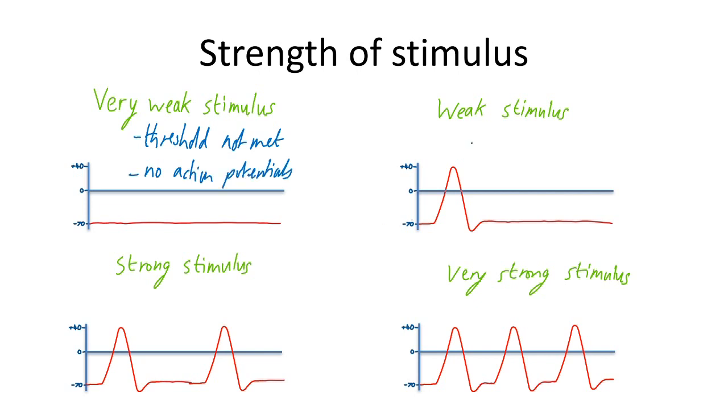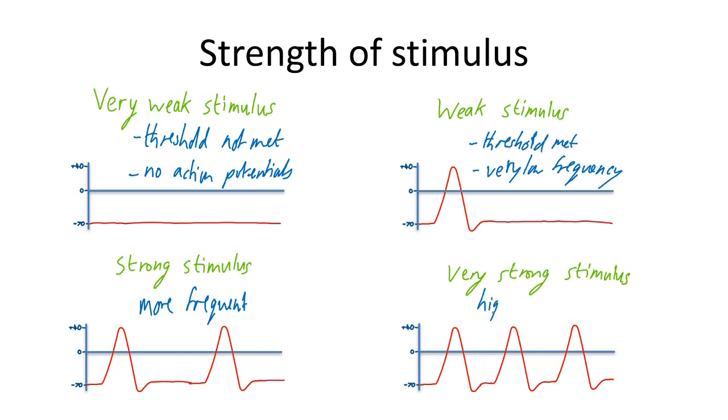In response to a slightly stronger stimulus, the threshold can be met, but not very often. So we get a very low frequency of action potentials along the membrane. If you've got a slightly stronger stimulus coming along the axon, then we get more frequent action potentials. But then for a very strong stimulus, as soon as that refractory period is over, we're basically sending the highest frequency that we can of action potentials along this neuron.